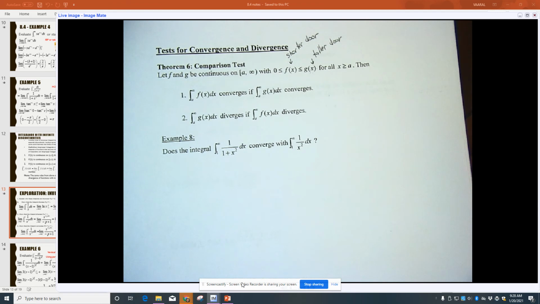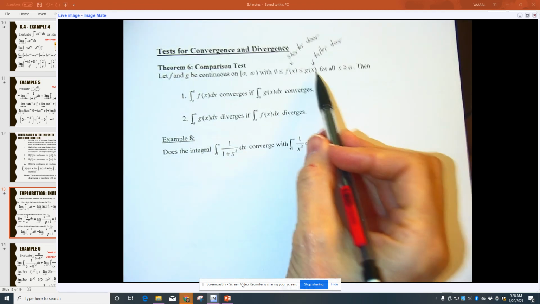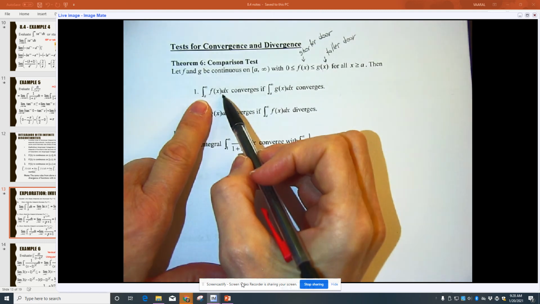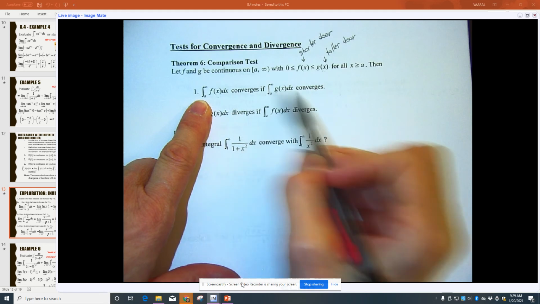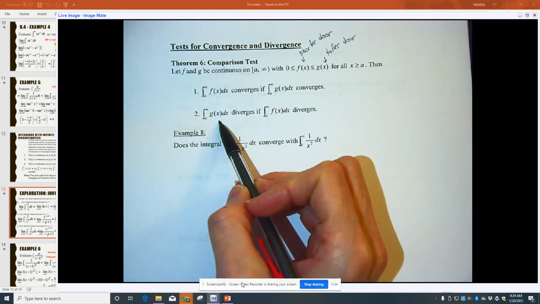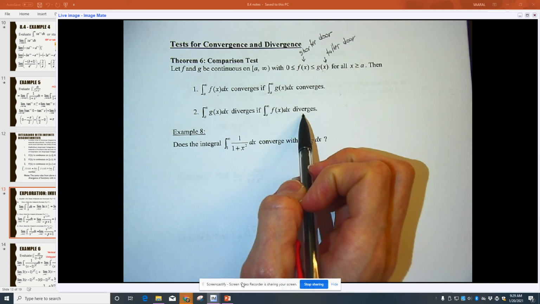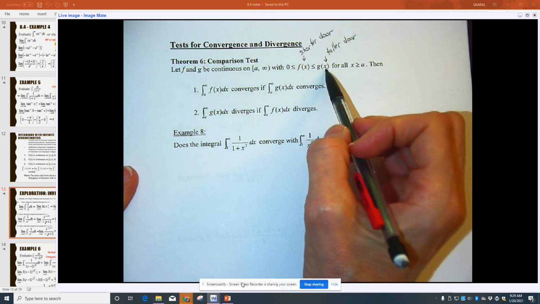This is kind of a theorem that says if one function is less than the other function, then if the smaller function converges, then the larger function converges. If the larger function diverges, then the smaller function diverges. So here is, it's kind of a nice way to think about that.